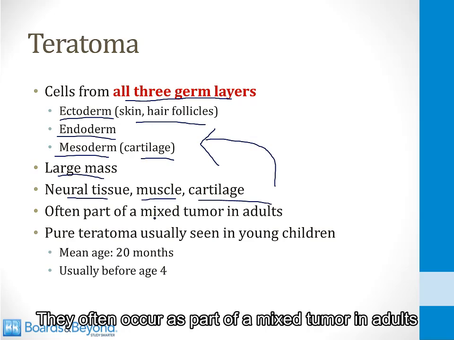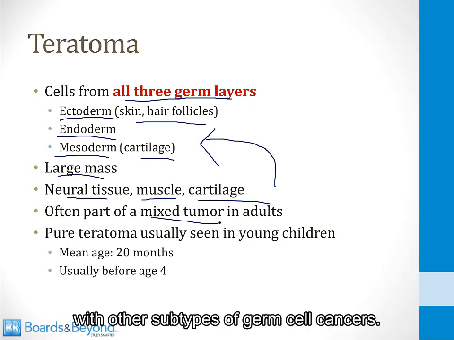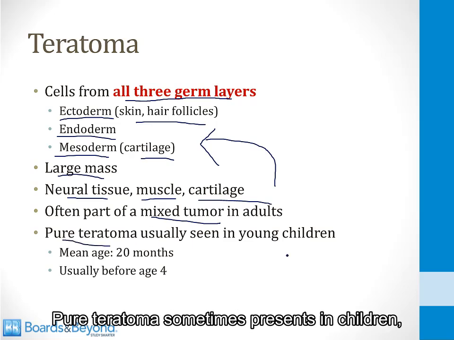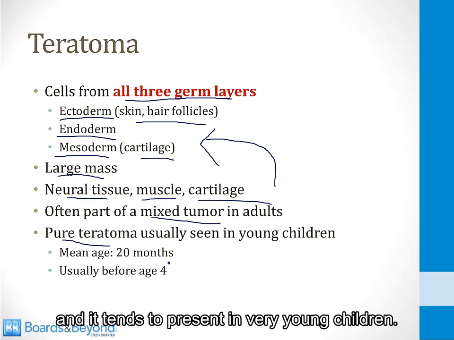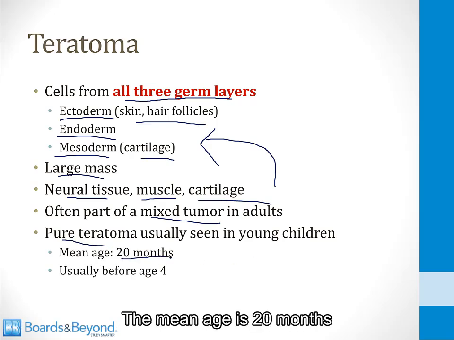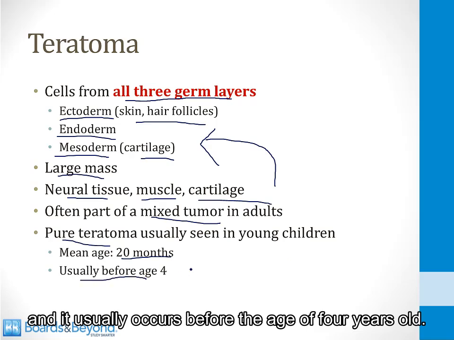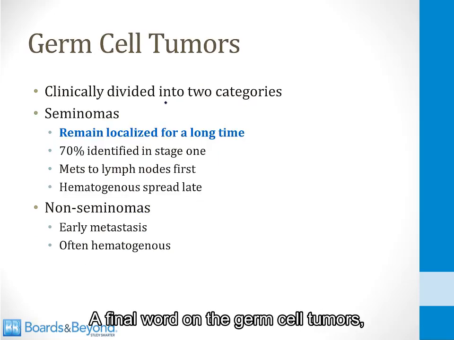They often occur as part of a mixed tumor in adults with other subtypes of germ cell cancers. Pure teratoma sometimes presents in children, and it tends to present in very young children. The mean age is 20 months, and it usually occurs before the age of 4 years old. A final word on the germ cell tumors.